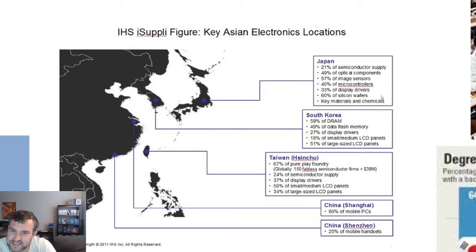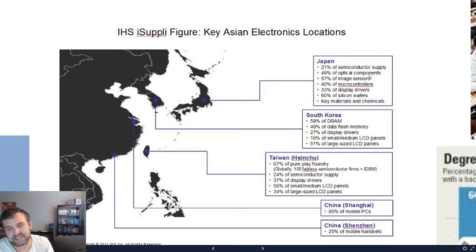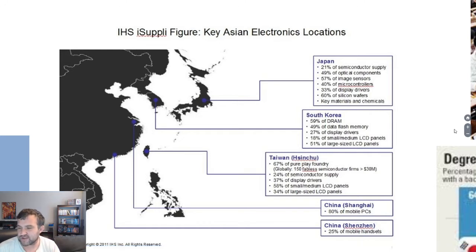So here we go. Here's some statistics about Asian electronic locations. So China makes 80% of mobile PCs, but Japan makes all these unique parts for the PCs. So Japan makes the pieces for the computer, and the computer's probably assembled in China. South Korea is kind of the same way. 50% of all the memory drives, wow. So they make the pieces for the computer, but they're put together in another country where the workers are cheaper. So, yeah, somebody has to build the pieces of a computer, and they do it in South Korea and Japan.